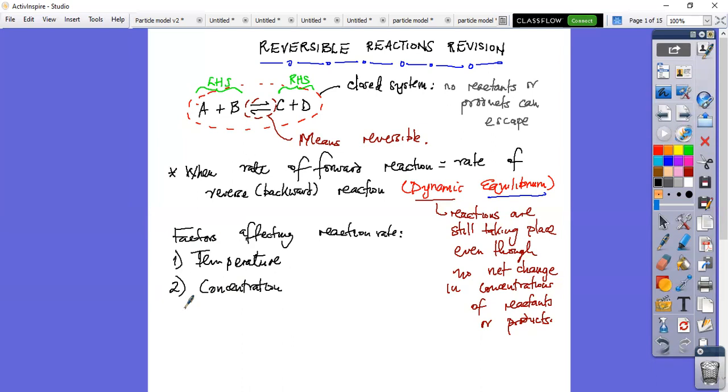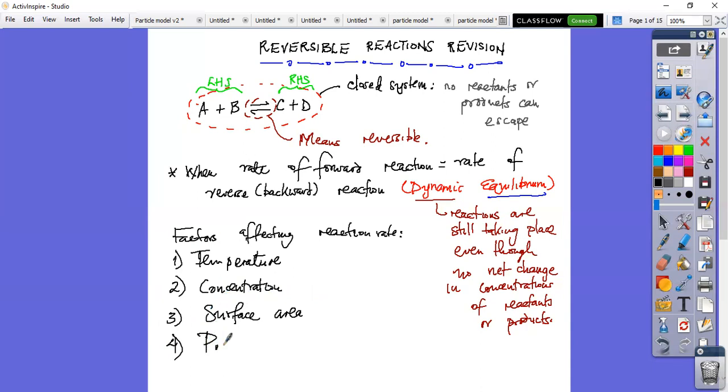Is it like it? I don't know. Surface area. Yeah. Because again, it's collision theory, so you've got more reactants available to collide with one another. Anything else? Is it? I'm not sure.